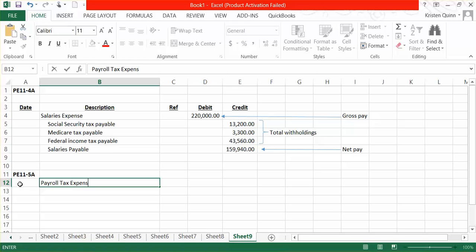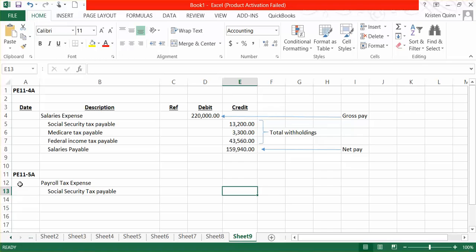So we are going to match the Social Security tax that was withheld from the employee's paychecks of $13,200. We are also going to match the Medicare tax that was withheld from our employees' paychecks of $3,300. So for example, at the end of this month, we would send a check for $6,600 to the Medicare tax department.